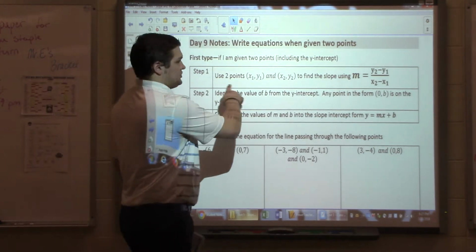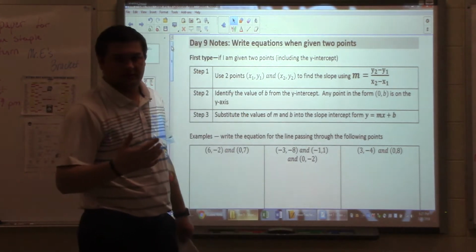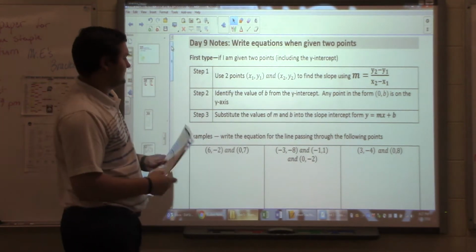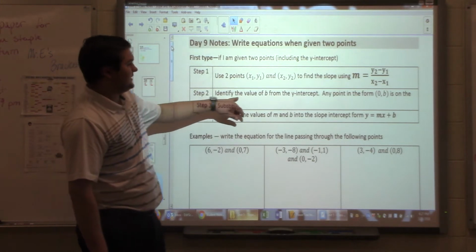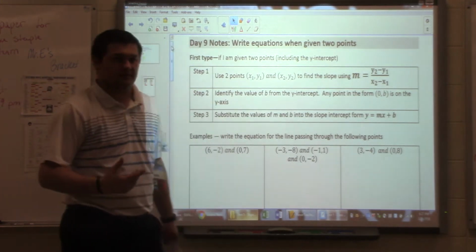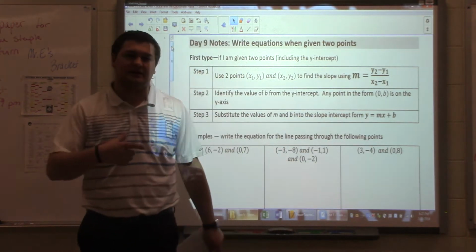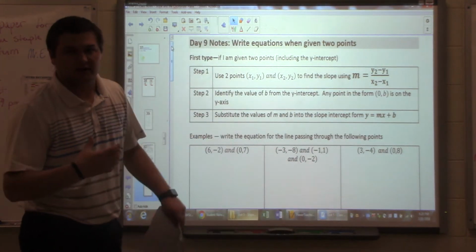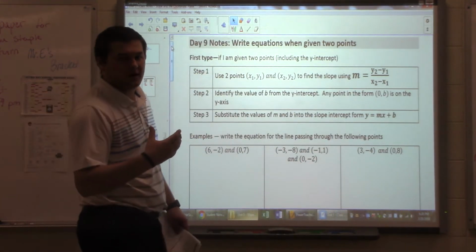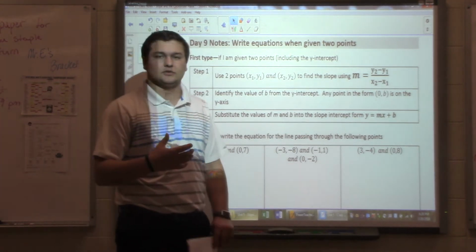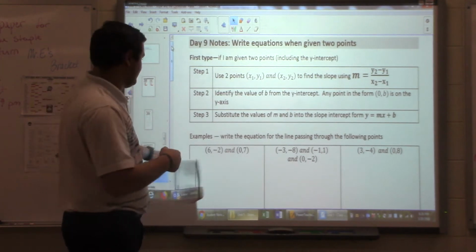Step 1, use 2 of the points to find the slope. Right? Slope formula, y2 minus y1 over x2 minus x1. Step 2, identify the value of b for your y-intercept. Right? Looking at the point 0, comma b. So 0 in the x value, that number in the y value, that's our b, our y-intercept. And then plugging in m and b into y equals mx plus b, so we get an equation.